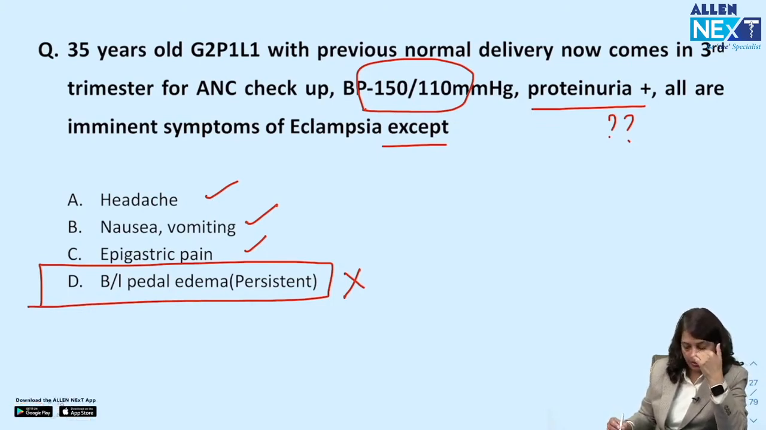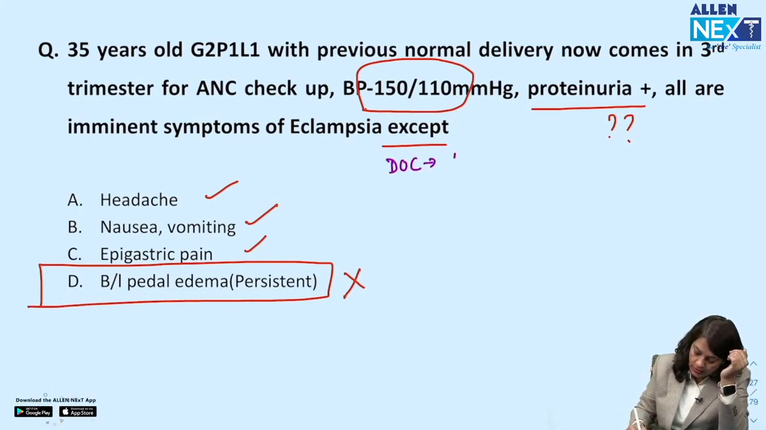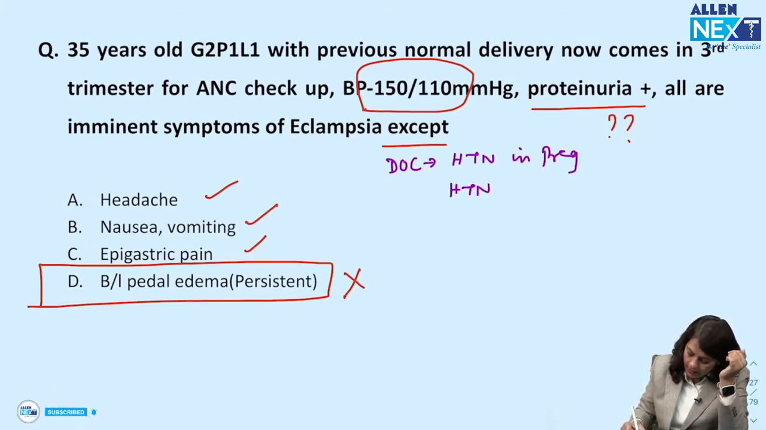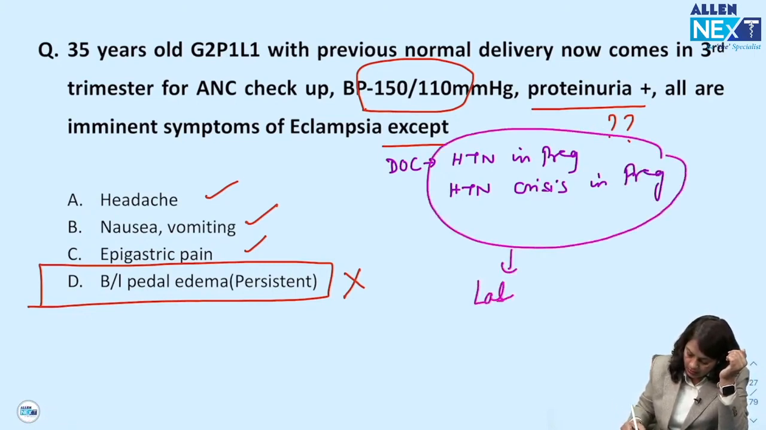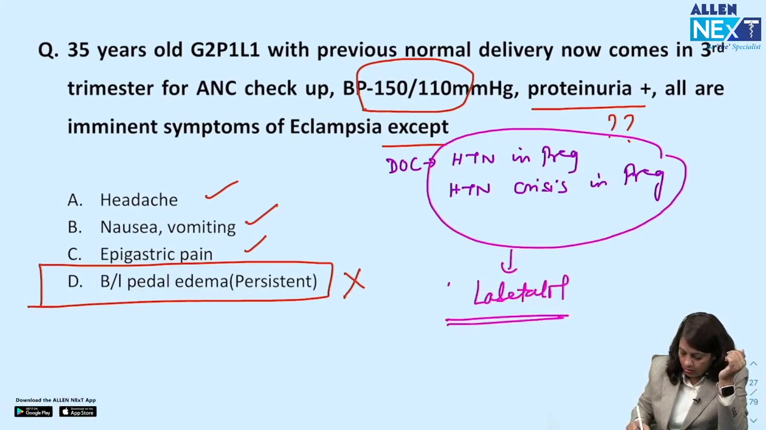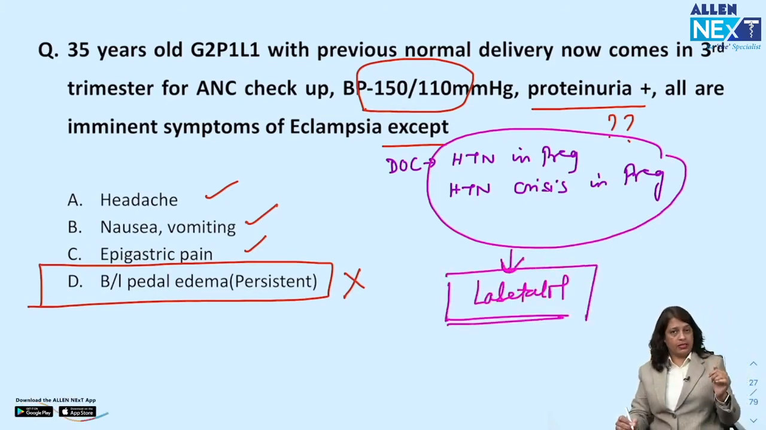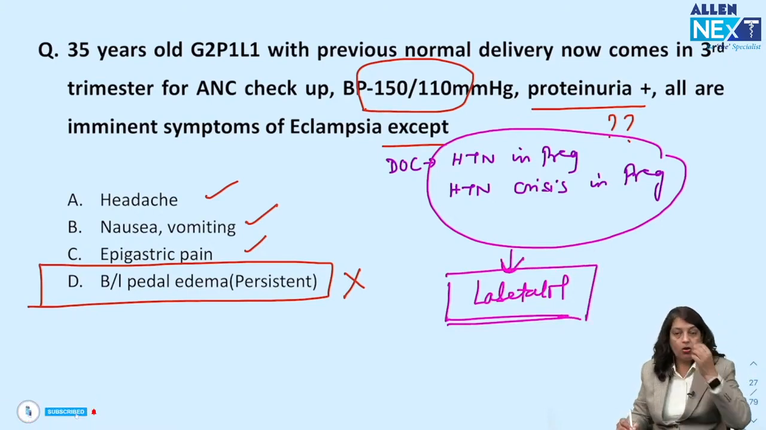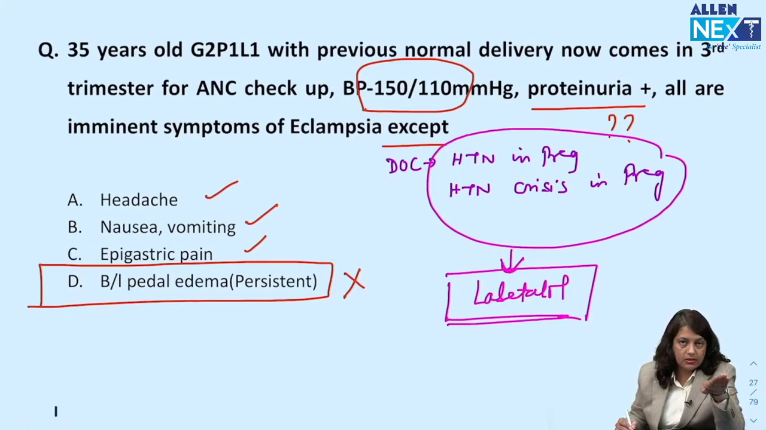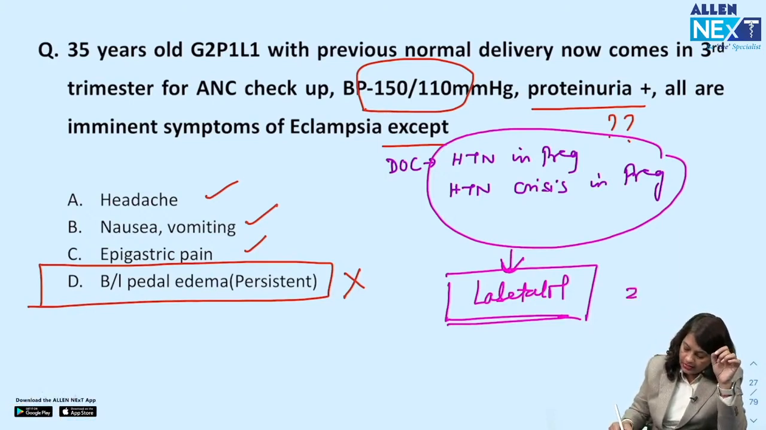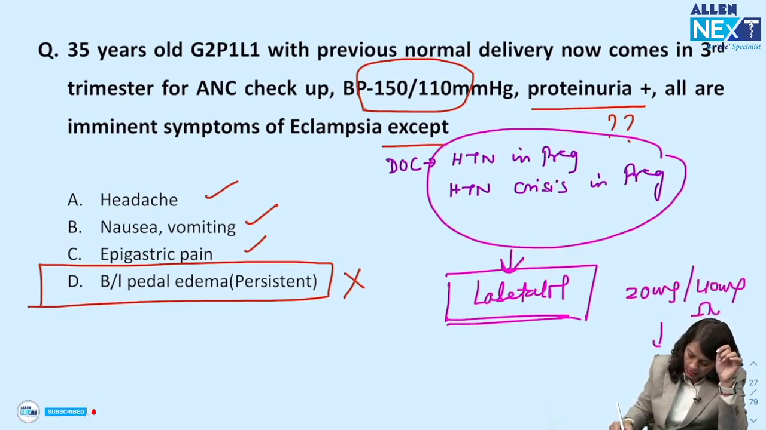Now, what is important? What is the drug of choice for hypertension in pregnancy? Hypertensive crisis in pregnancy. So the answer is no other than labetalol. Although hydralazine is also a safe drug, nifedipine is also a safe drug, but the onset of action of labetalol is fast. Number two, we can start in acute emergency with a 20 milligram or 40 milligram IV dose, and every 10 minutes we can increase.